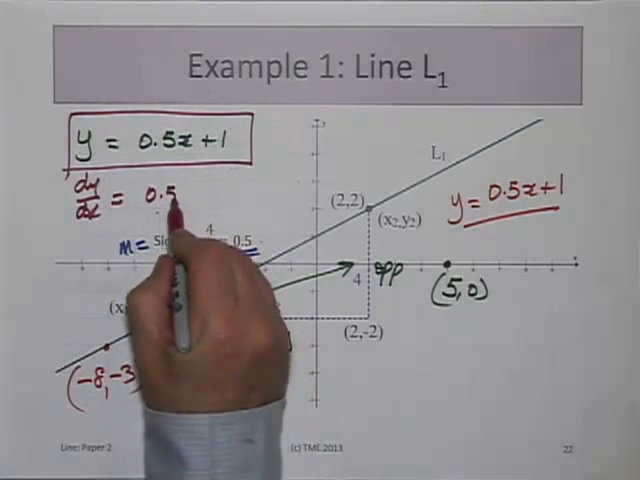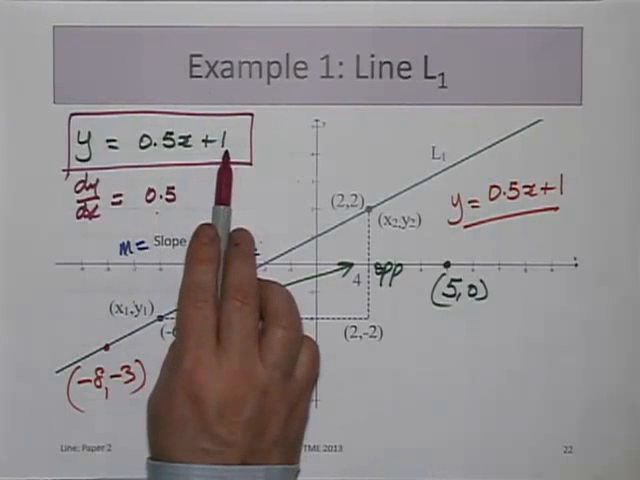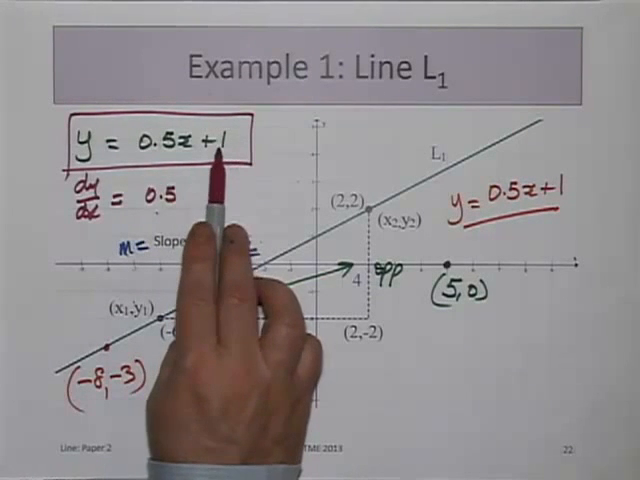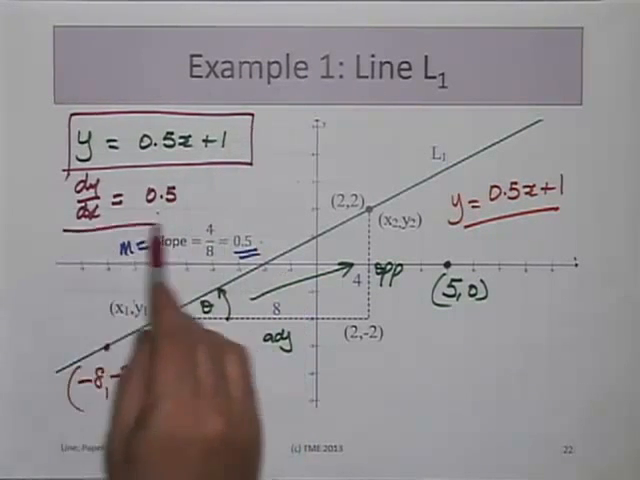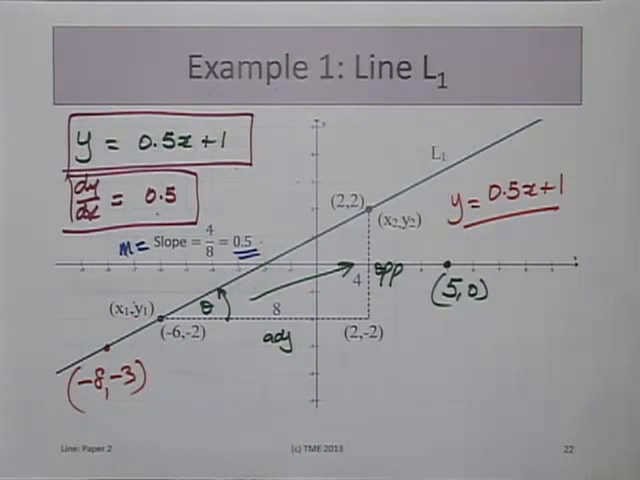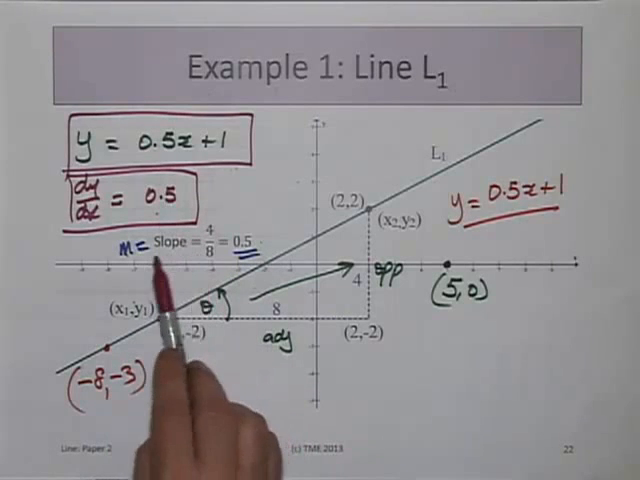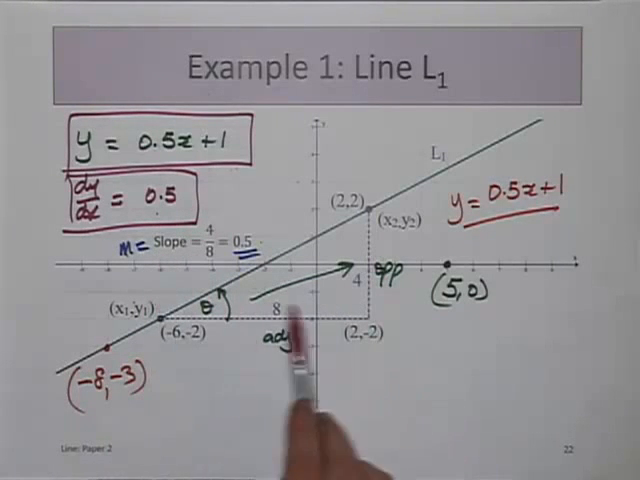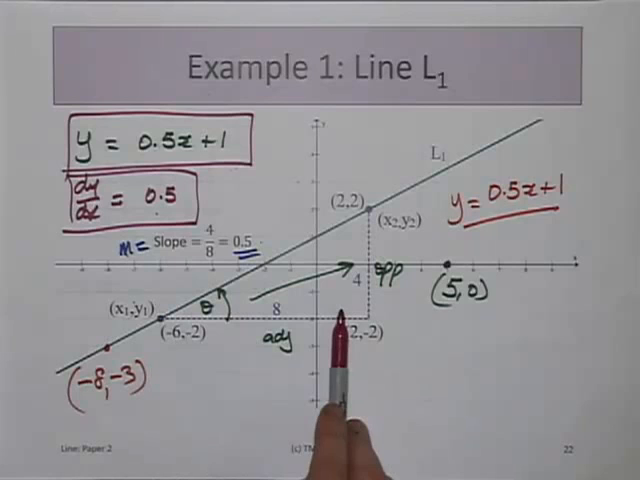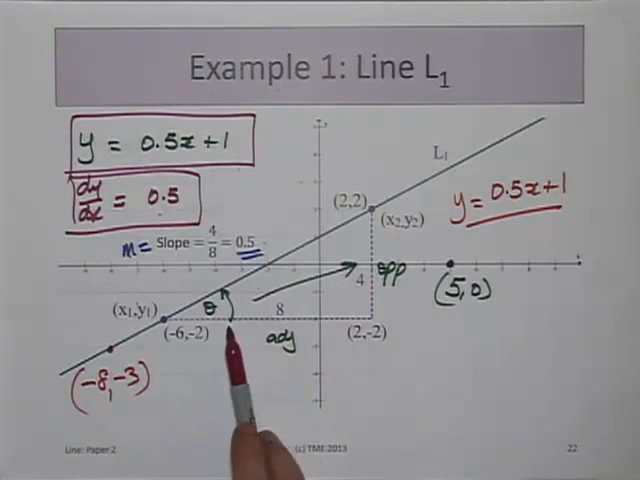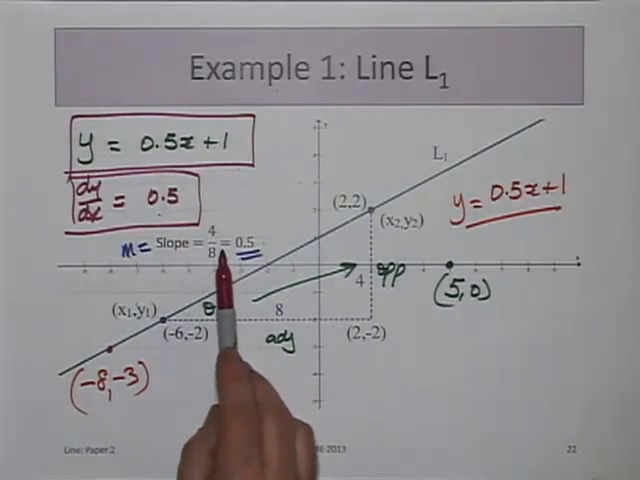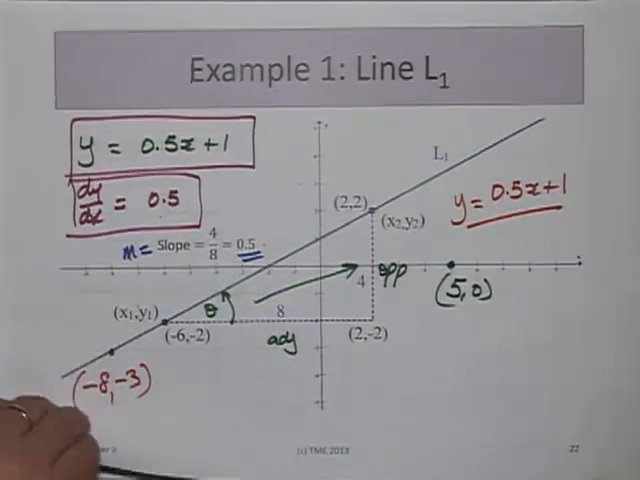It's 0.5. What happens when you differentiate a 1? You ignore it, don't you? So dy/dx is 0.5. Interesting that dy/dx is 0.5, the slope is 0.5, and the tan theta is 0.5. Well, it's not actually that surprising, because they're all the same thing. The slope is dy/dx, is m, is tan theta.